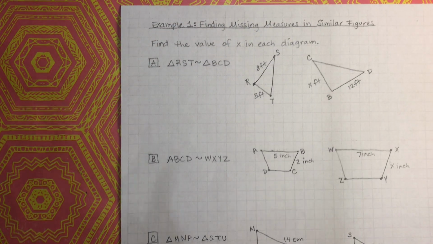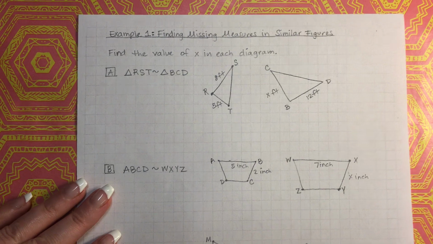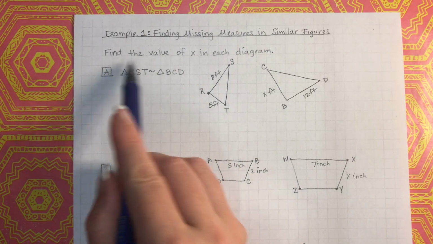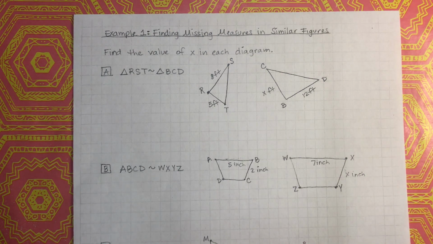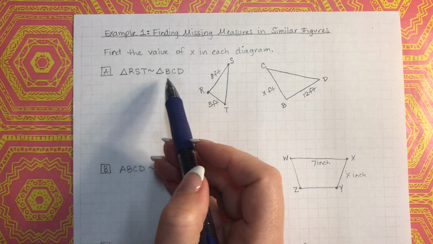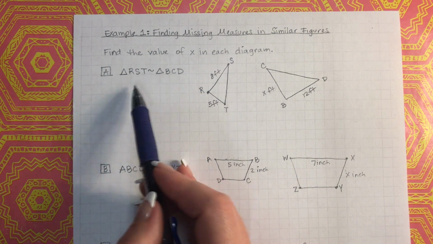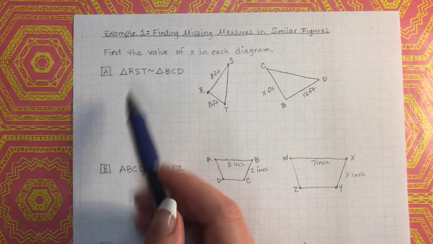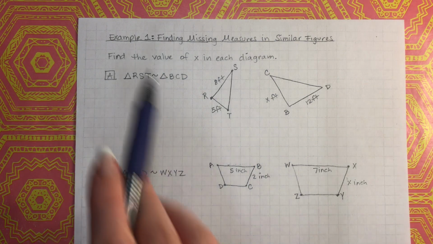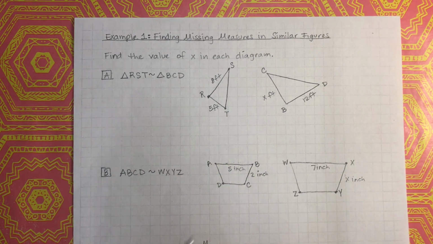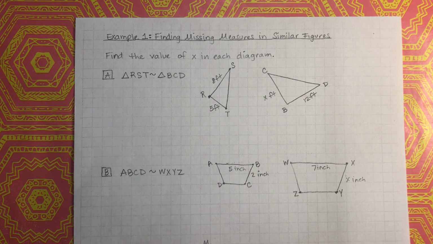All right, let's look at some examples here. Example 1 would like us to find the missing measures in similar figures. So find the value of x in each diagram. And it's giving us this statement. And remember, this statement tells us which angles are congruent, and it tells us the corresponding sides. So there's a lot of different information here. So let's go ahead and see what we have.